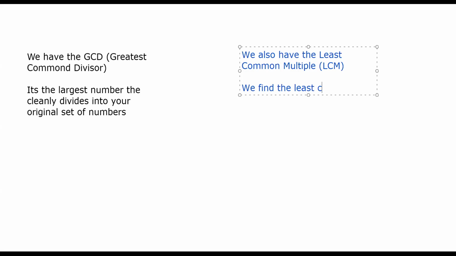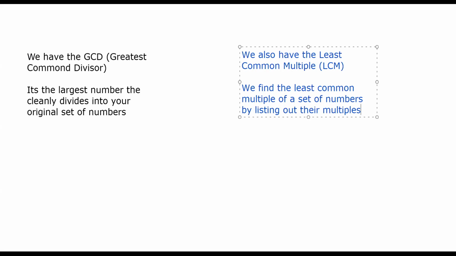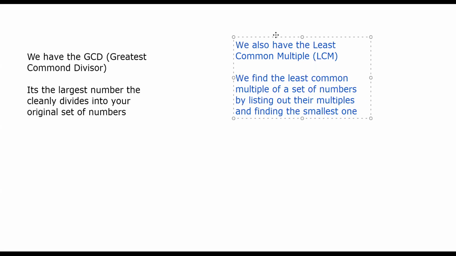We find the least common multiple of a set of numbers by listing out their multiples and finding the smallest one. Or there's a better method, which we'll go over here in a second.